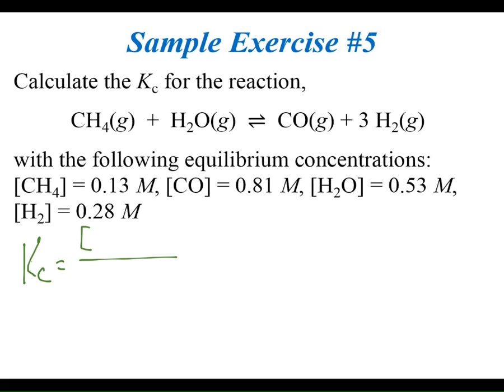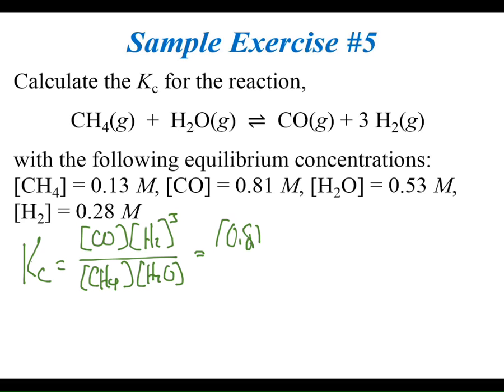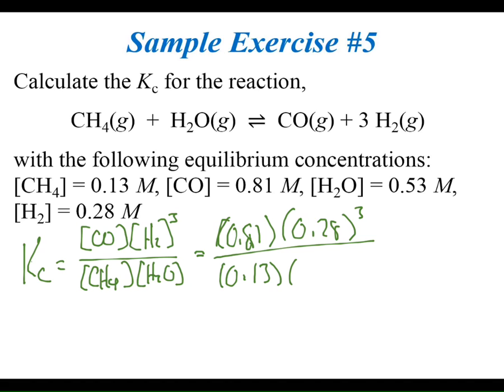So concentration of CO times concentration of H2 cubed over concentration of CH4 times concentration of H2O. So I'm going to take the CO, 0.81, times H2 is 0.28, but that one's cubed, over CH4 is 0.13, and H2O, 0.53.